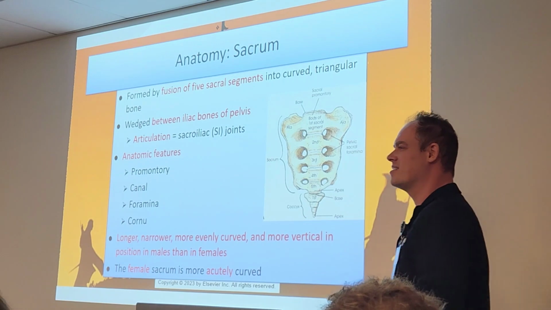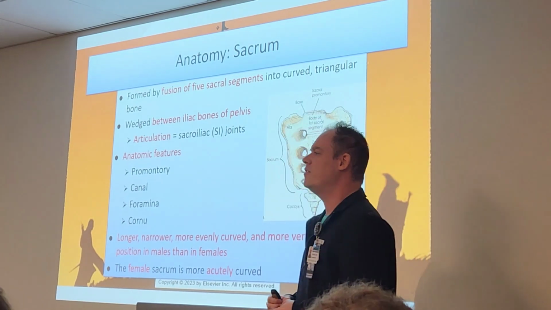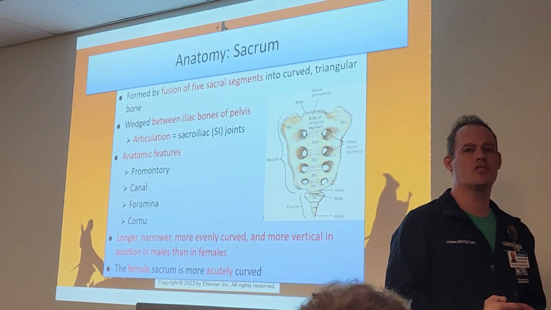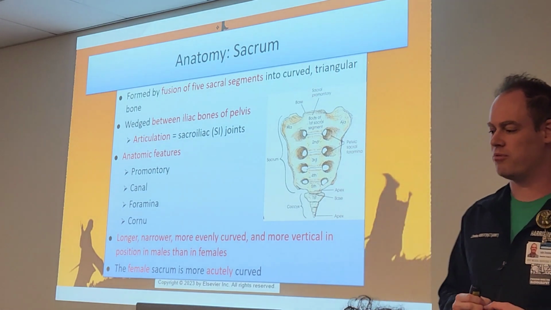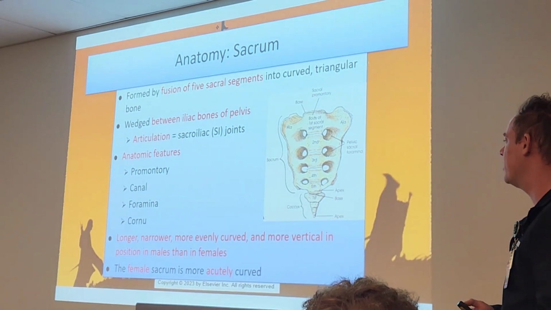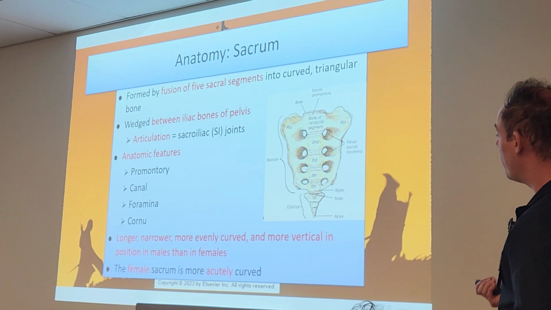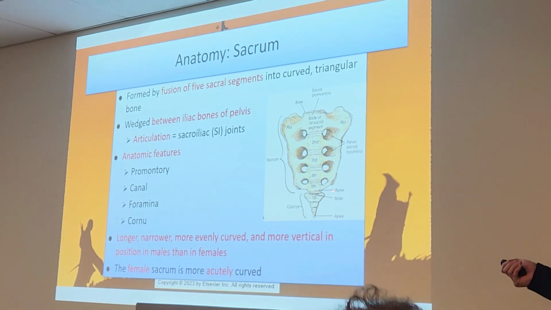One of the exceptions. Now, what are our anatomic features we're going to hit? We're talking about the promontory, the canal, the foramina, and the cornu. By the way, when you look at a pelvis, you can actually still see those segments where they fuse. Thus, you see those numbers. But when we label the sacrum on an X-ray, we're just going to call it sacrum as a whole, or S1.